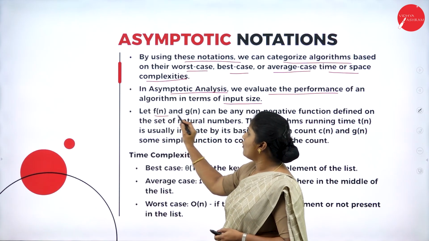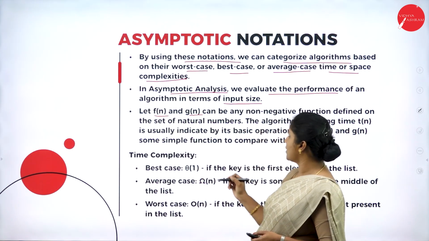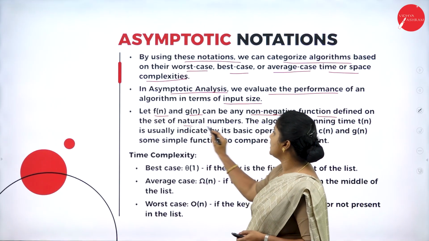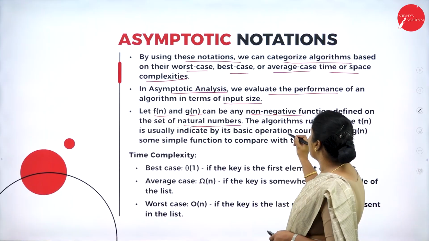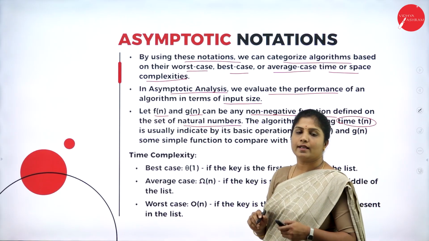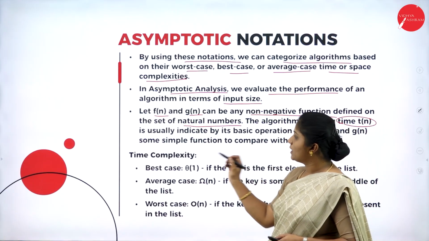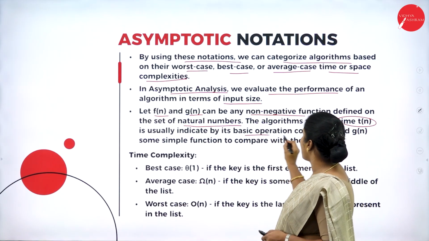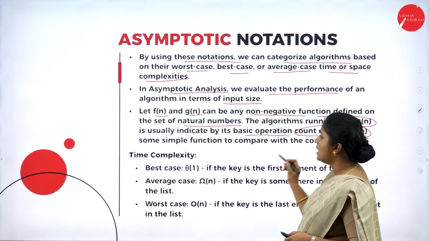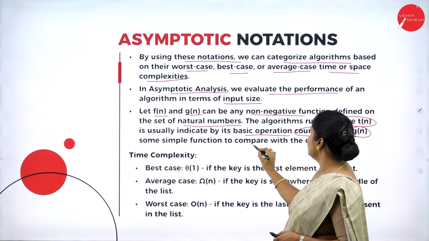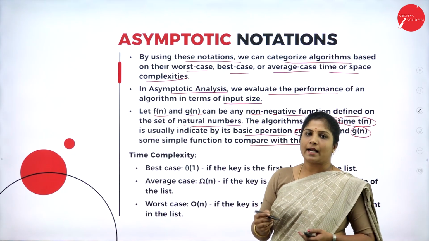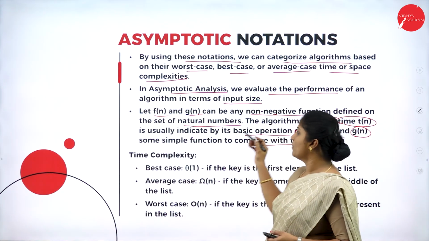Here I am taking f of n and g of n as two functions. These are non-negative functions which are defined on the set of natural numbers. The algorithm running time I am taking as t of n. The running time t of n is usually indicated by its basic operation count, c of n, and g of n is some simple function to compare with the count. So I am taking two functions, f of n and g of n, and counting the time in the form of t of n.